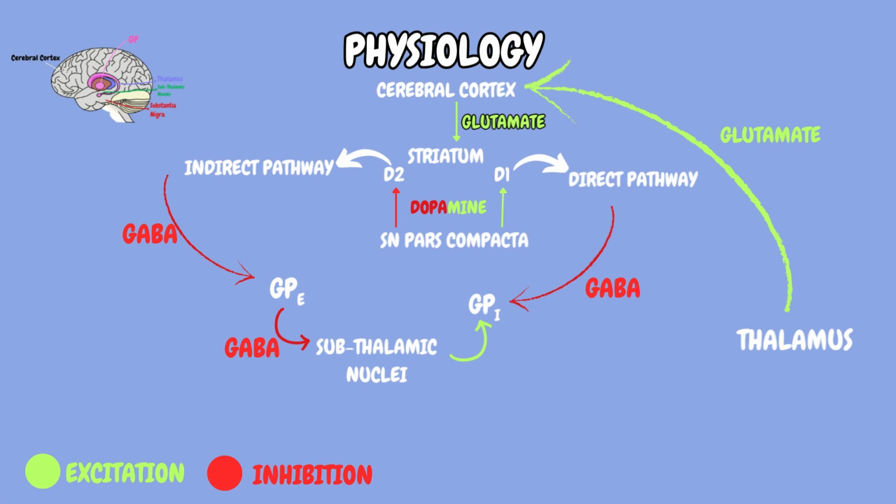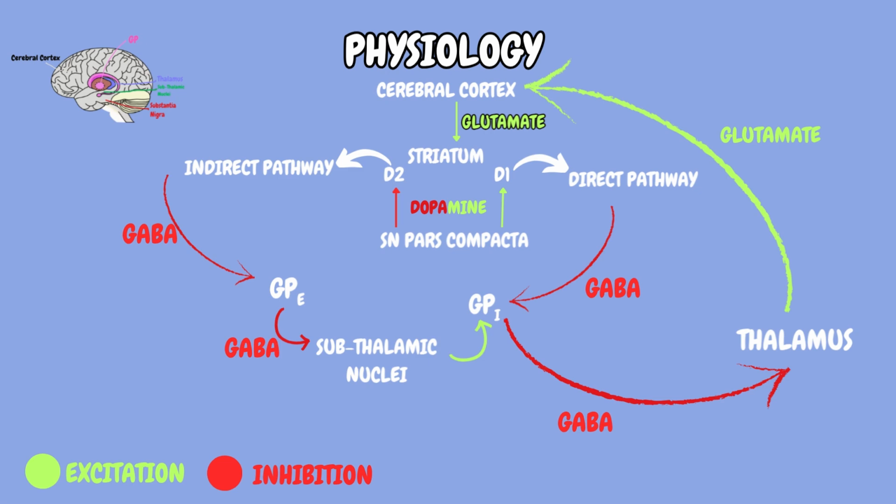D1 receptors inhibit the internal segment of the globus pallidus. The globus pallidus, which sends inhibitory stimuli to the thalamus, has been inhibited. As a result, the thalamus can stimulate movement by exciting. Conversely, D2 receptors inhibit the external segment of the globus pallidus, and the external segment of the globus pallidus cannot send its inhibitory stimuli to the subthalamic nuclei. The subthalamic nuclei sends only excitatory stimuli to the internal segment of the globus pallidus, causing it to increasingly inhibit the thalamus. This results in inhibition of movement. This is the normal function of the brain.